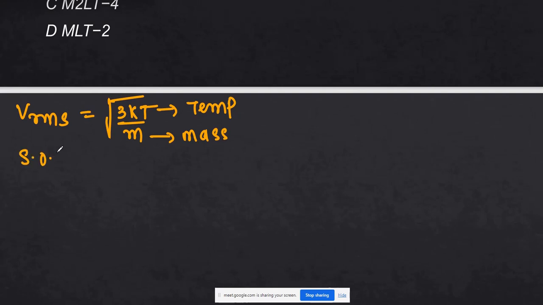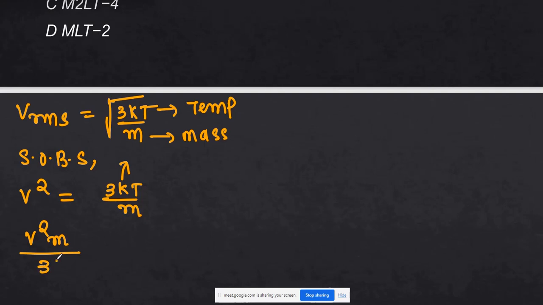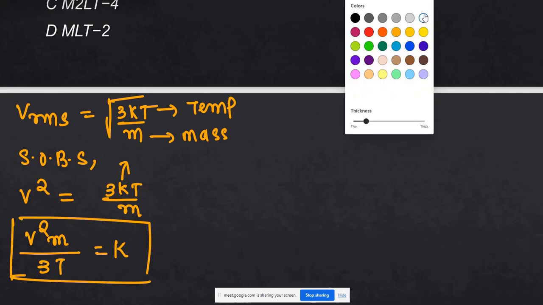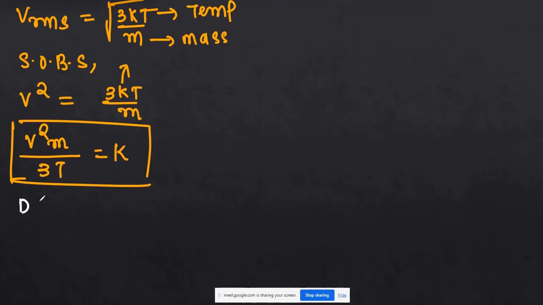Let us do squaring on both sides, Sahiti. What will you get? V square is equal to 3kT by M. Square root and square get cancelled, right? Now take the subject as K. What will you get? V square into M divided by 3T is equal to K. This is the formula for K, right? Now write the dimensional formula for K. What will you get? V is velocity. Velocity is distance by time. V square means L square by T square. Will it be fine?